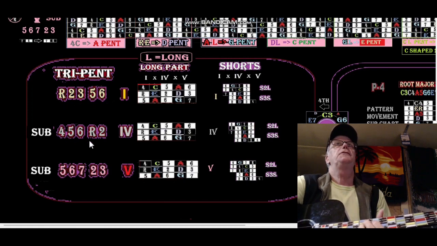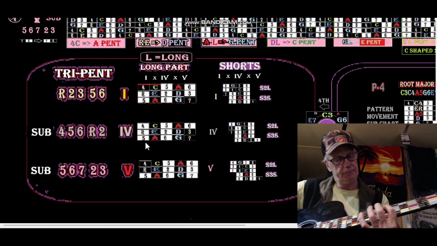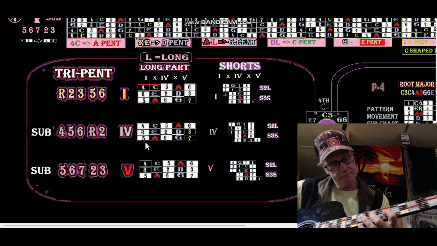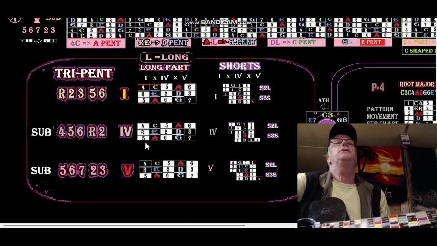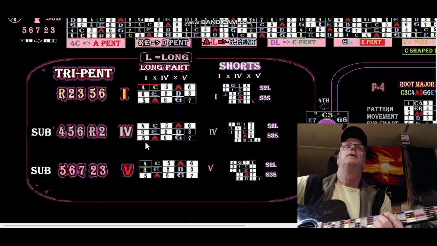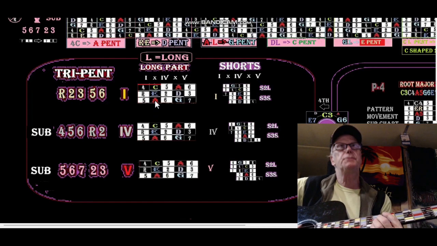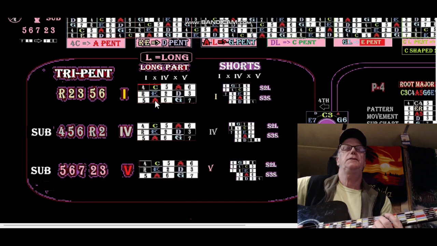Then 4, 5, 6, root, 2, but we're going to start with the 5, 6. We're going to be using the A chord there, right there, the A chord. A-shaped C. A-shaped C.